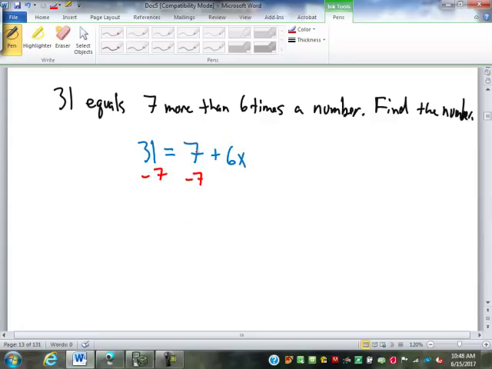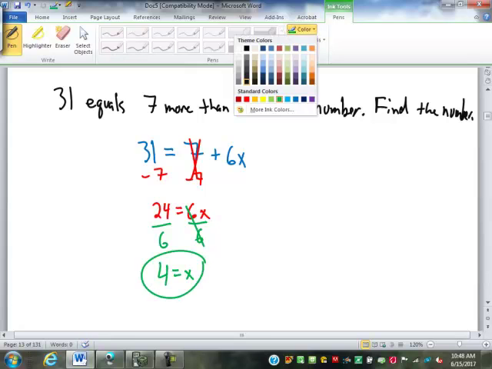So we subtract 7, giving us 24 equals 6x. What's next? Divide by 6. So 4 equals x. So our missing number is 4.